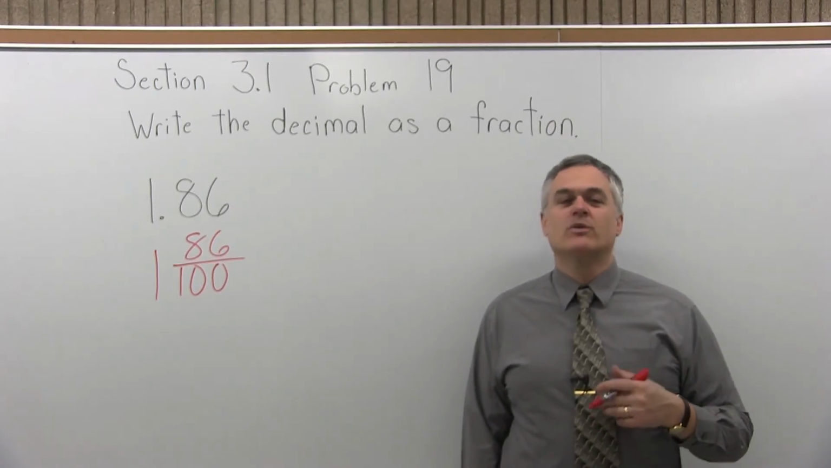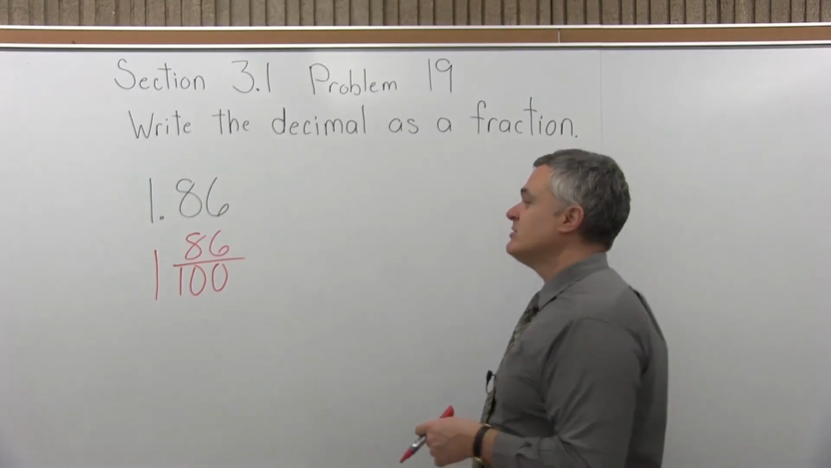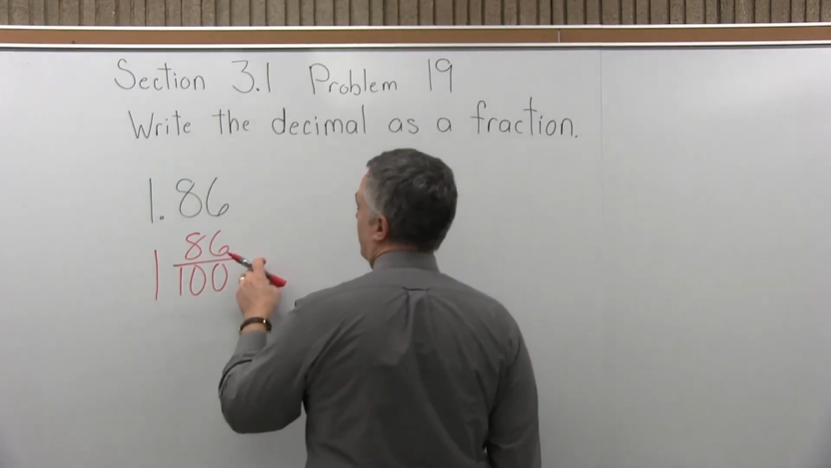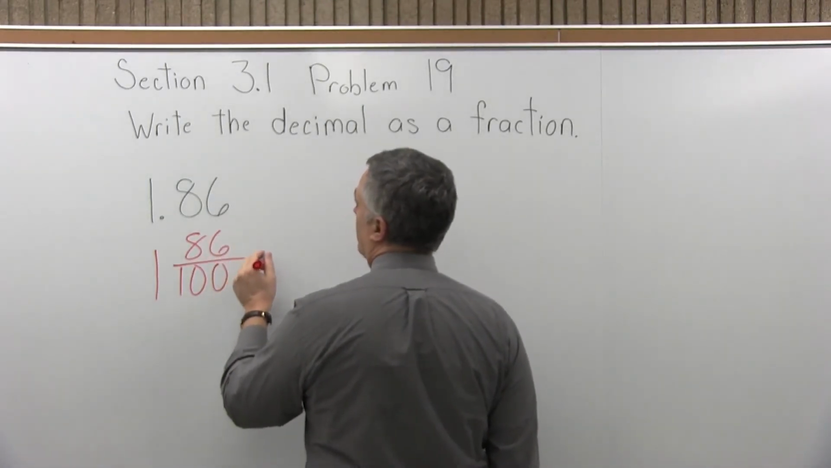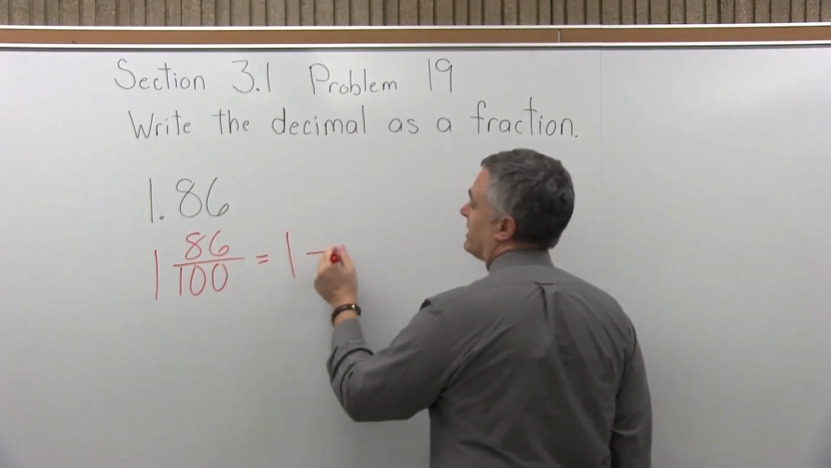Step 4, reduce if the fraction is reducible. Some fractions you just can't reduce. This one I can see I can reduce it. The 86 and the 100 are both even numbers, so I can at least cut them in half, or in other words, divide 2 into both evenly.